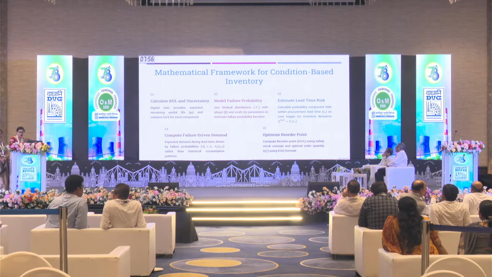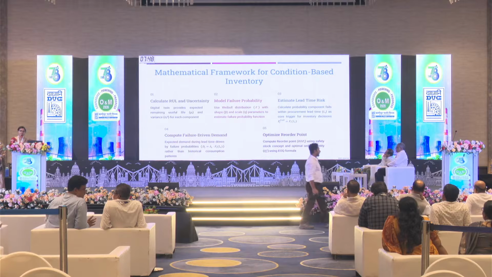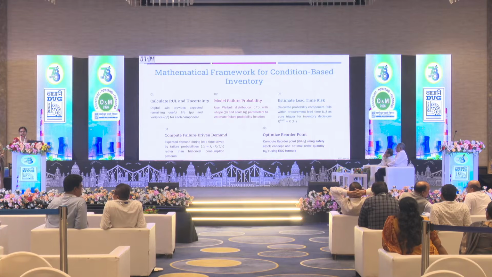Now, we will move to the mathematical framework. Suppose we have an equipment i, and for this equipment i, we get the expected remaining useful life, mu i, and the variance of uncertainty, sigma i squared, from the digital twin. This variance is due to the uncertainty in plant load, environmental conditions, wear and tear, etc.